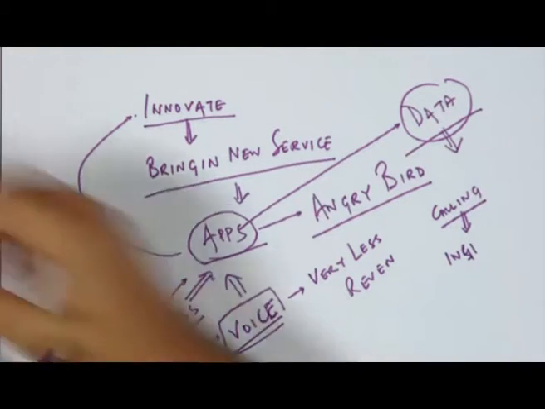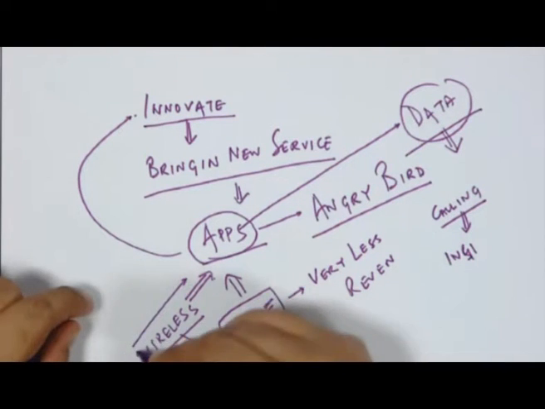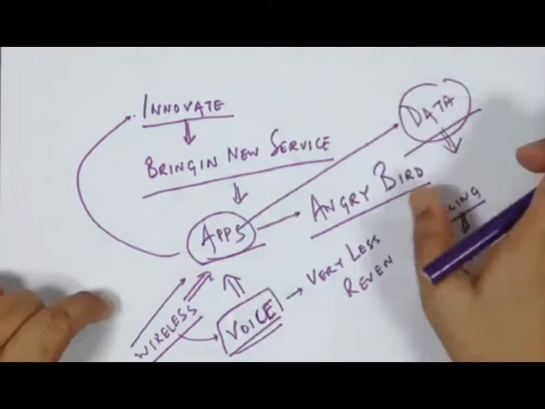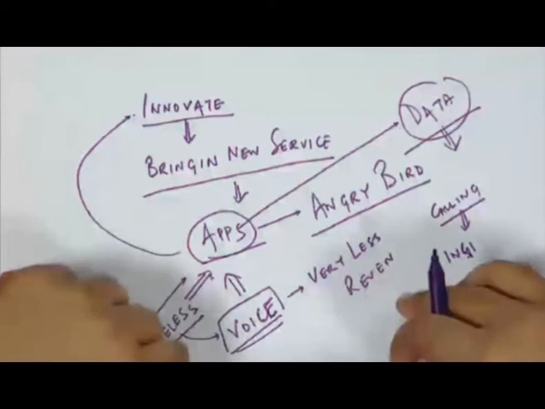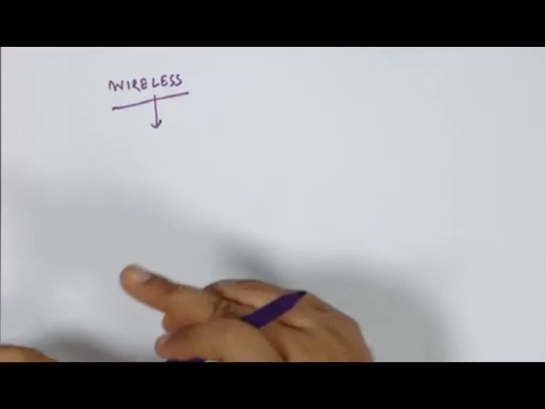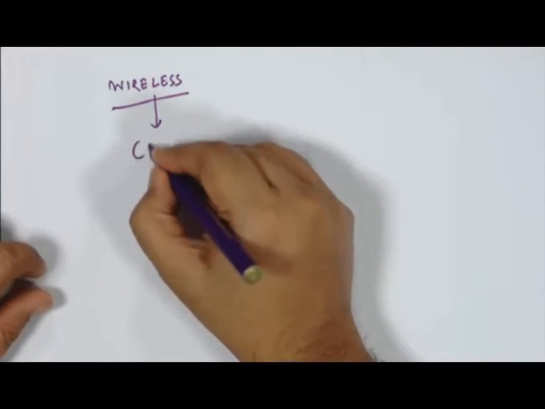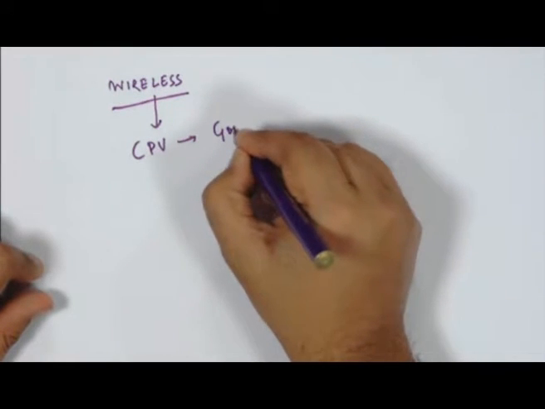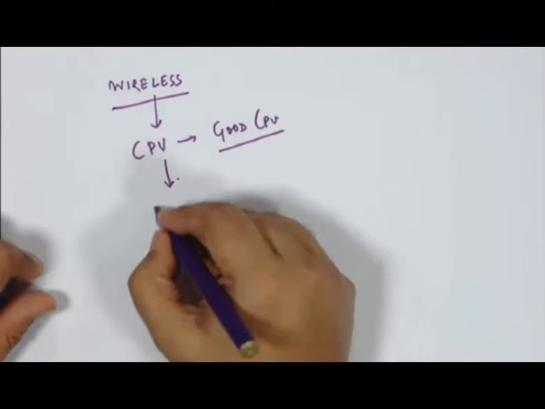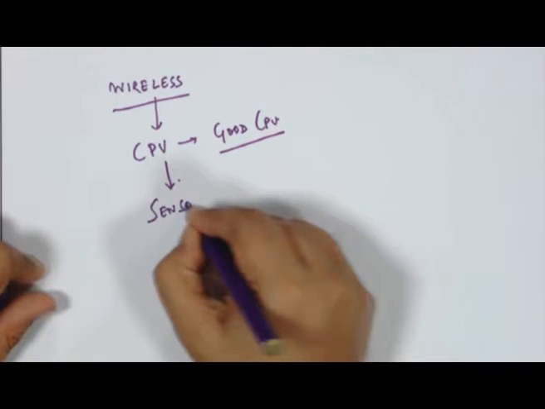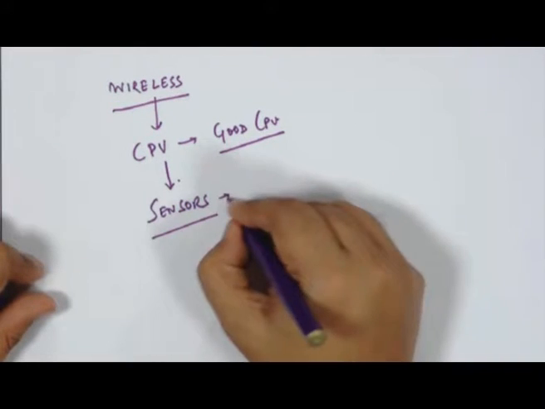Now let me talk about the base technology once more. So what is the base technology? We are saying that the base technology is wireless. But if you go to the mobile phone, unknowingly we have also put on several other technologies, like you have a good CPU, and also there are a lot of sensors which we can use.